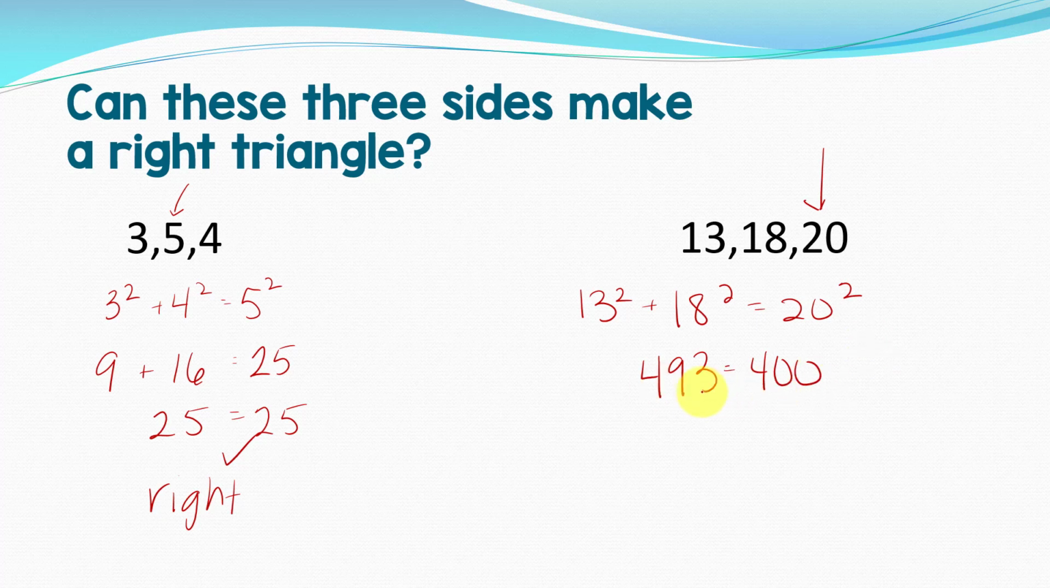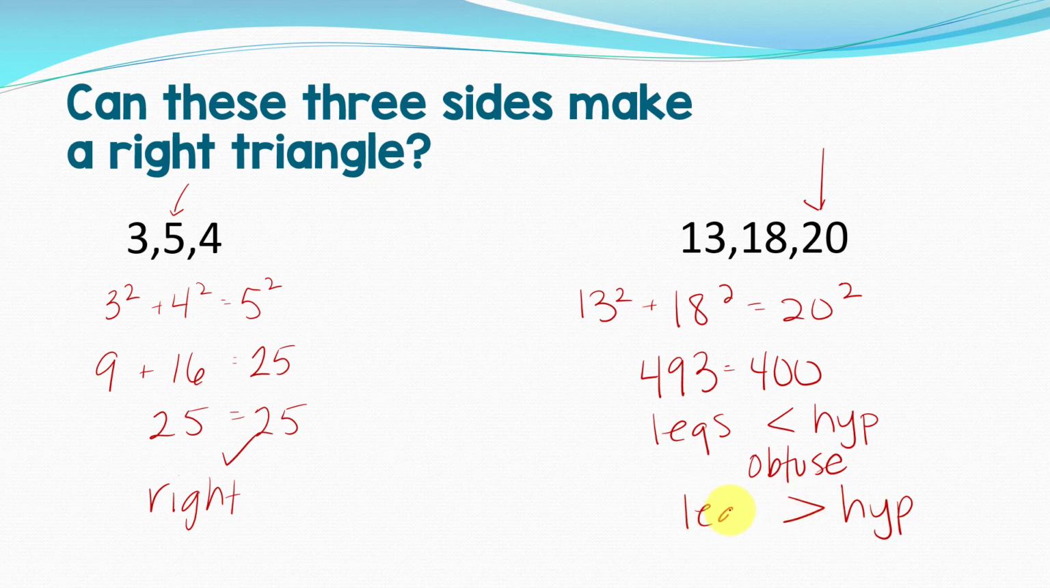All right, so they're not equal, and what I know is that if my hypotenuse squared is larger than the sum of my legs squared, then it is going to be obtuse. If my hypotenuse squared is smaller than the sum of my legs squared, then it's going to be acute. So I can say that this is an acute triangle, not a right triangle. Okay.